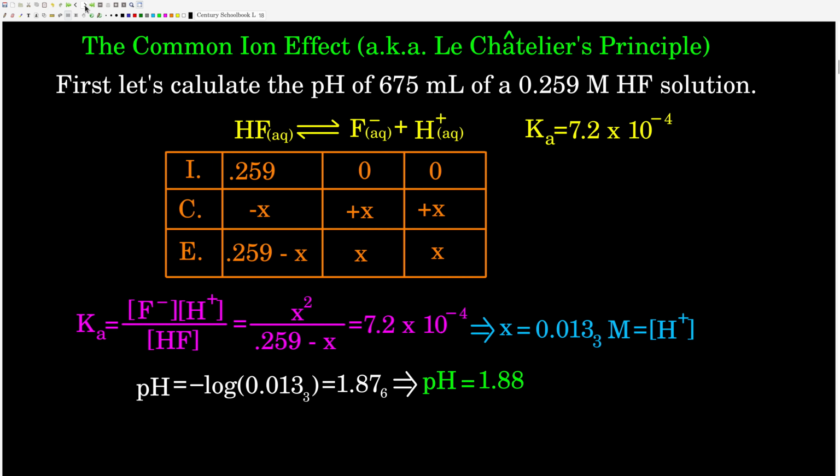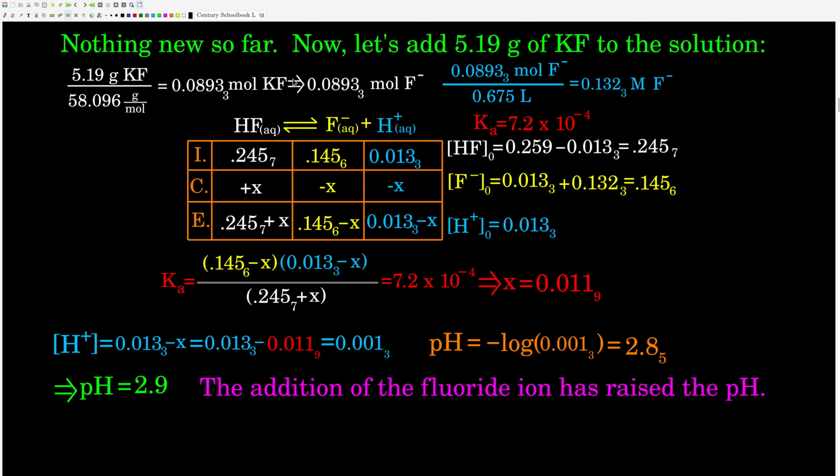All right, so nothing new so far. Okay, we've done that a few times now. Now we're going to disturb the equilibrium by adding some potassium fluoride. Now, we don't care about the potassium. It's a spectator ion, and it's there because you can't buy a bottle of fluoride ions because they would all have negative charges and repel each other, so you need a counter ion.